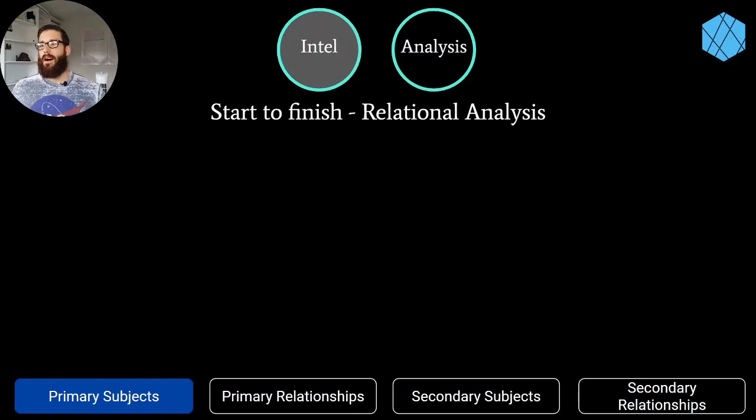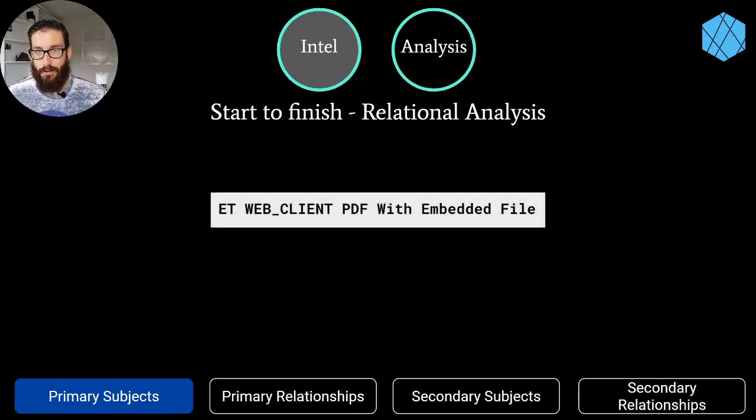You're about to log off and you receive an alert on your SIEM. The dashboard you're looking at says ET web client PDF with embedded file. You're like, oh no, there's some stuff going down, we should probably check this out. So you're reading through the details in the SIEM. There's quite a bit of information inside this dashboard, and you're trying to examine whether this is something you should focus on, or a false positive, or not something too big.